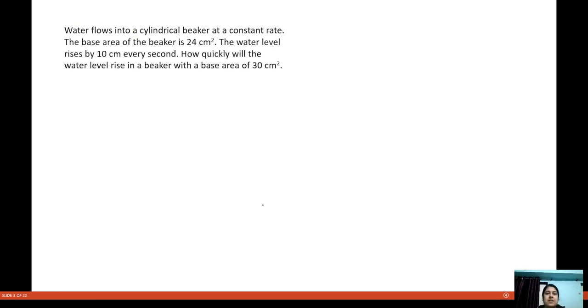Now let us move on to the next question. Look at this question. What this question is saying: water flows into a cylindrical beaker at a constant rate. The base area of the beaker is 24 centimeter square. The water level rises by 10 centimeter every second. How quickly will the water level rise in a beaker with a base area of 30 centimeter square?